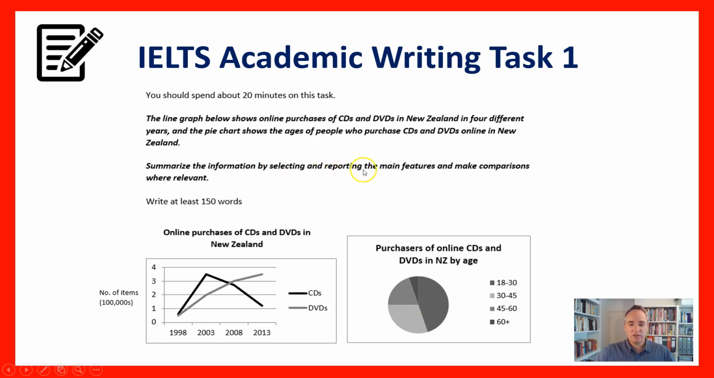Summarize the information by selecting and reporting the main features and make comparisons where relevant. 150 words. Okay, so let's have a look at how we could answer this. And like I've said, the overall trend is DVDs are higher than CDs, and the younger people are more commonly buying these CDs and DVDs than older people.